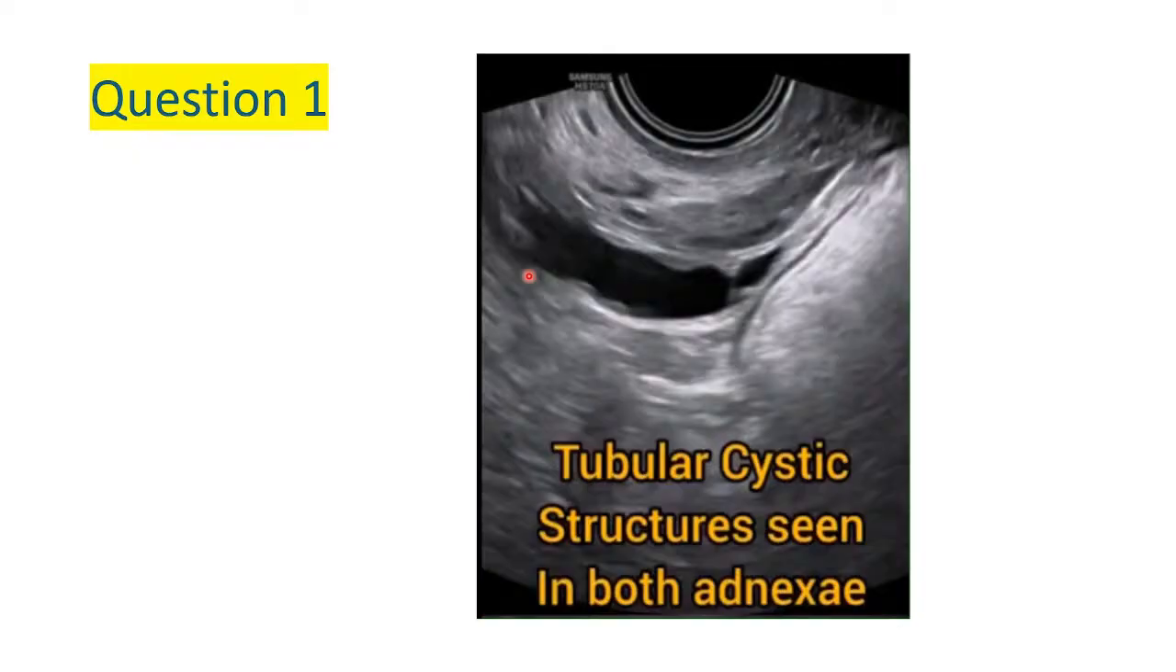Mostly hydrosalpinx develops as a sequel to an inflammatory process, or inflammation of the fallopian tubes. That's where we see it as inflammatory exudate.